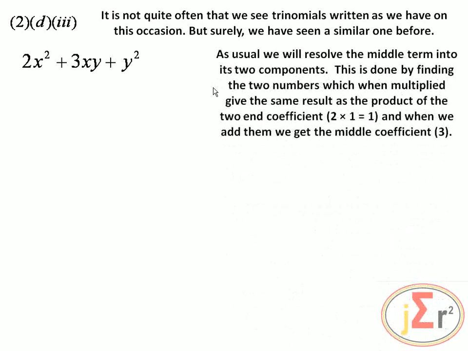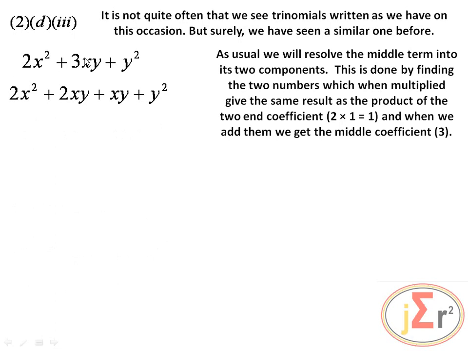As usual, we will resolve the middle term into its two components. This is done by finding the two numbers which, when multiplied, will give the same result as the product of the two end coefficients. 2 multiplied by 1 is 2. So the two numbers will multiply to give 2, and when we add them, we get the middle coefficient, which is 3.